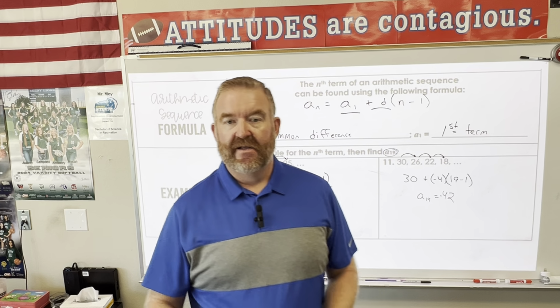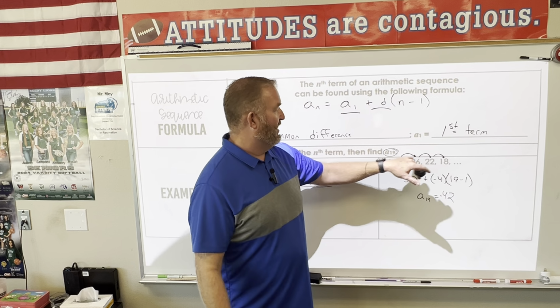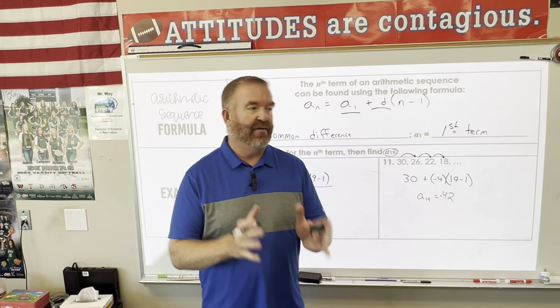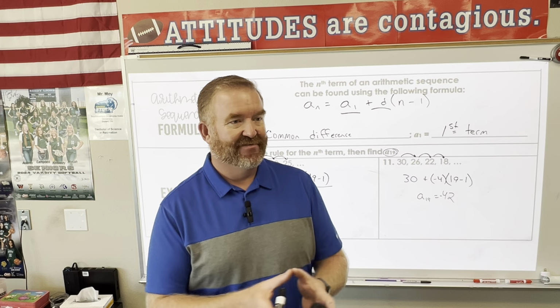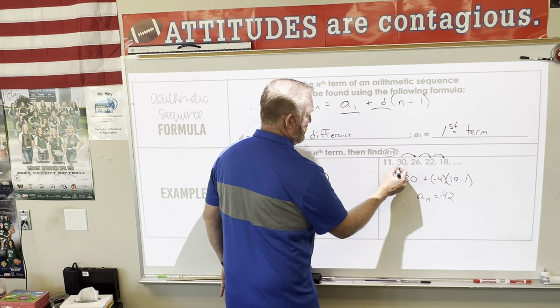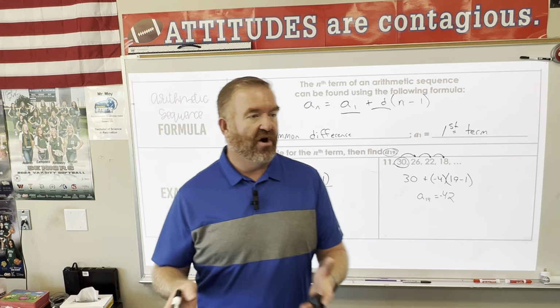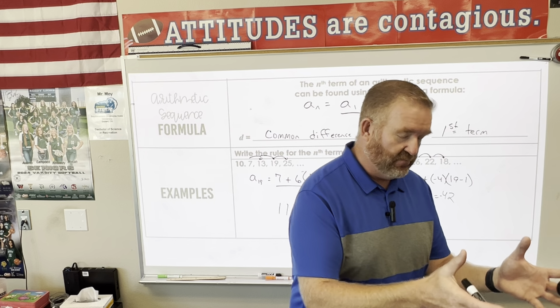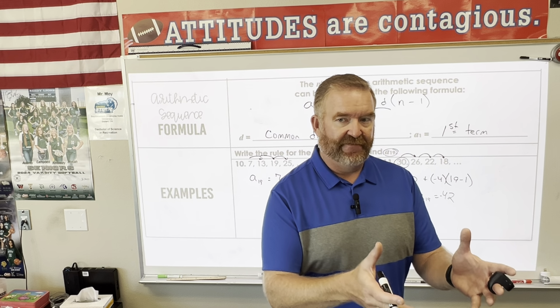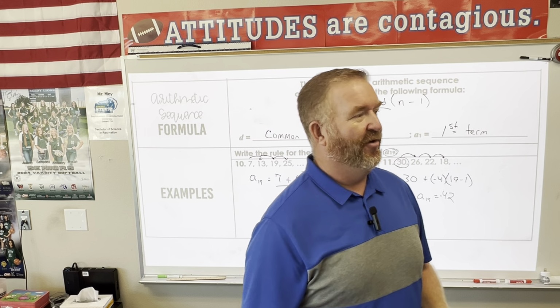You see what I'm saying? Some of you guys are like, why is it always 19? Well, they were just looking for the 19th number. That's all they wanted. That's why it was 19. So is 30 A1? 30 is A1 because that's your first number in the sequence. The first number always goes first.